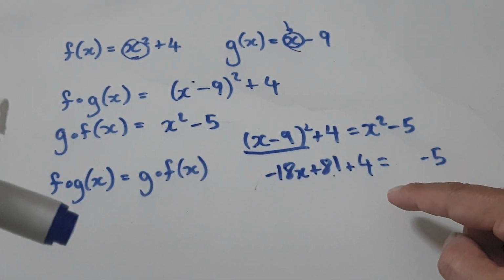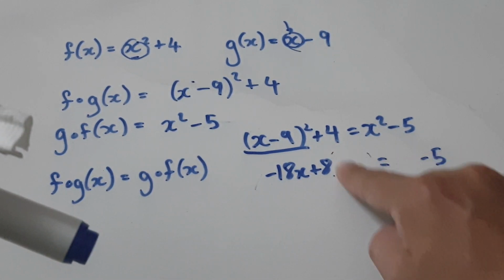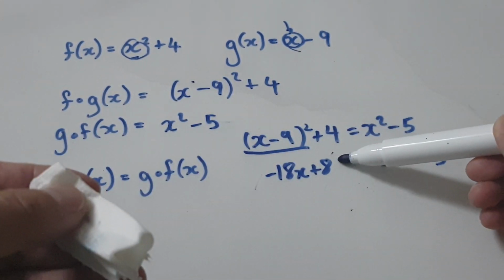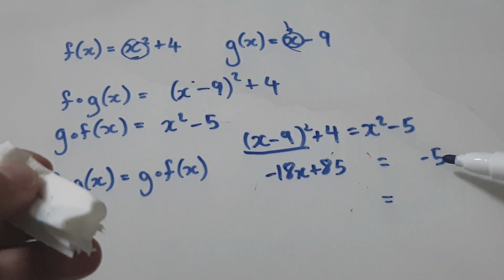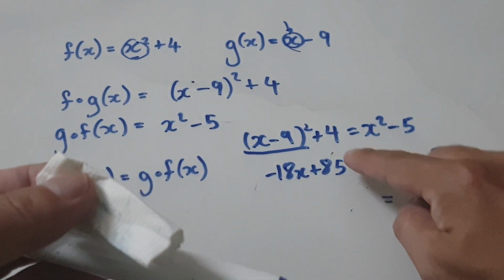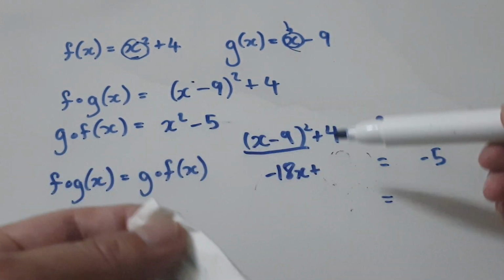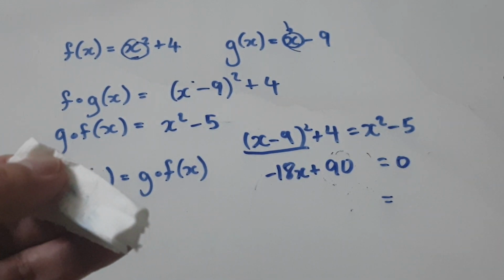So that would be 85. That would be 85. And then get x on its own. Let's add 5 to both sides. So that would then be 90. And this side would be 0 because you add 5 to both sides.